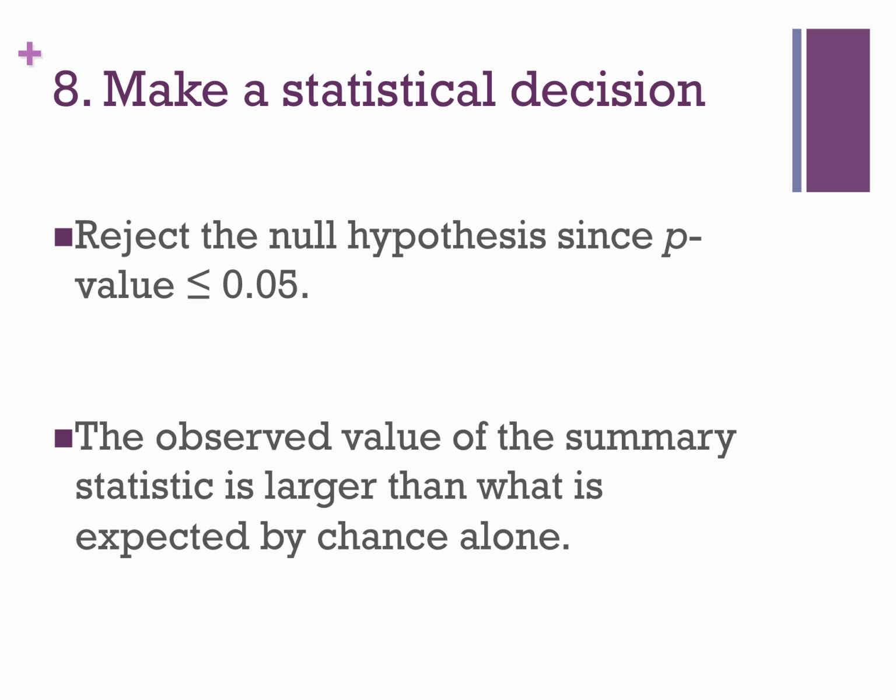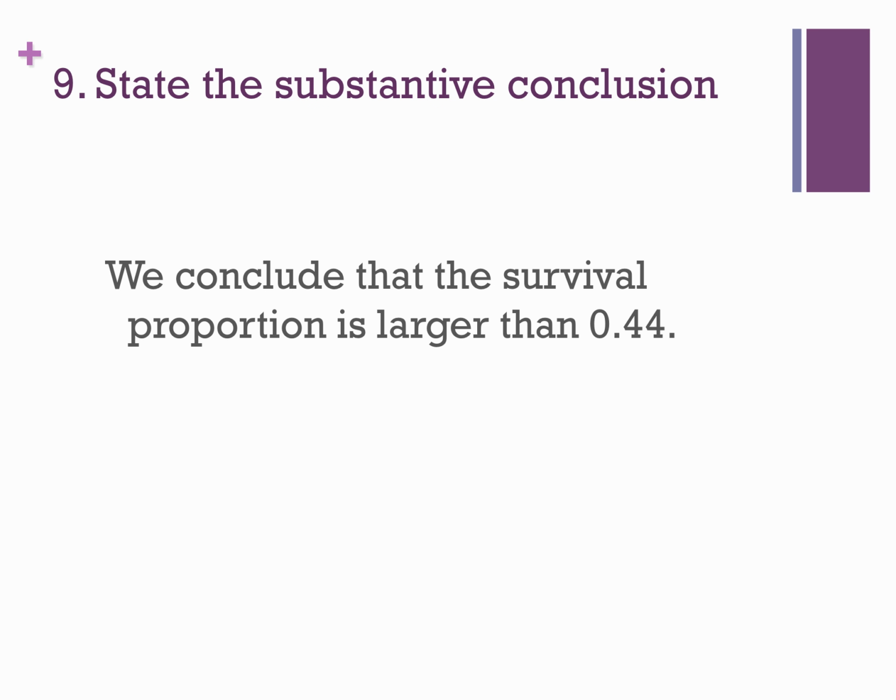In step 8, we will make a decision. Here we're going to reject the null hypothesis since our p-value is less than or equal to 0.05. The observed value of the summary statistic is larger than what would be expected by chance alone. That gives us evidence towards the alternative. So we reject the null, and we are deciding now to believe the alternative hypothesis. Our substantive conclusion is that the survival proportion is larger than 0.44. Notice we haven't concluded that the proportion is 0.633. All we've concluded is that it's larger than 0.44.